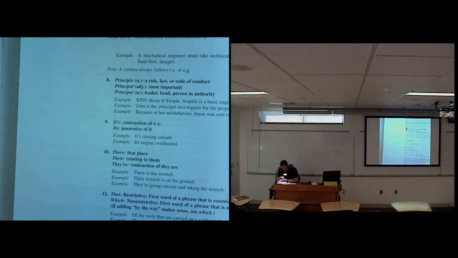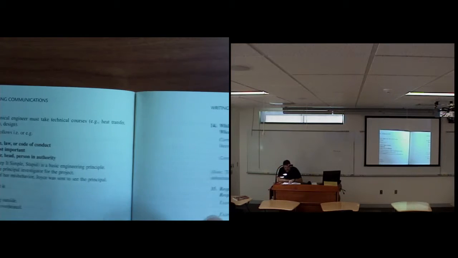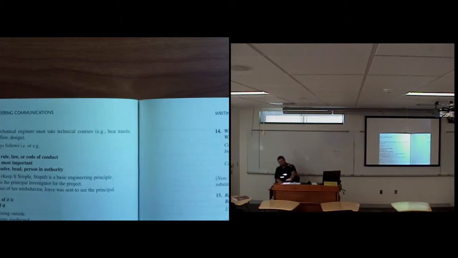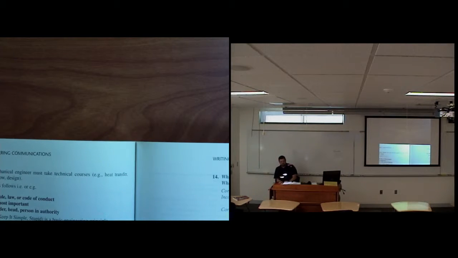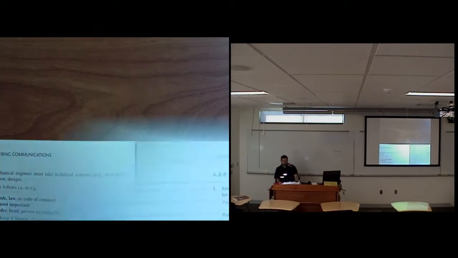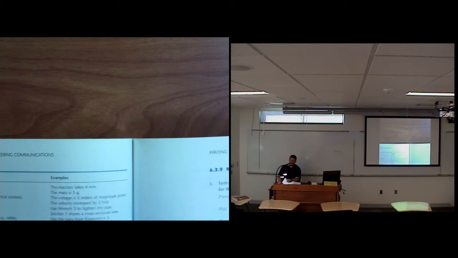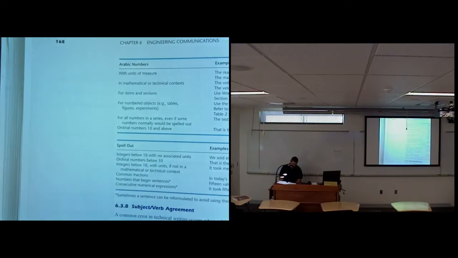Yes. We have while and whereas, respectively and respectfully, different words that are used all the time improperly, and there are hundreds more. 6.3.7, they talk about equations, and we're not going to deal with that really. That's something that you'll learn later in much more detail.